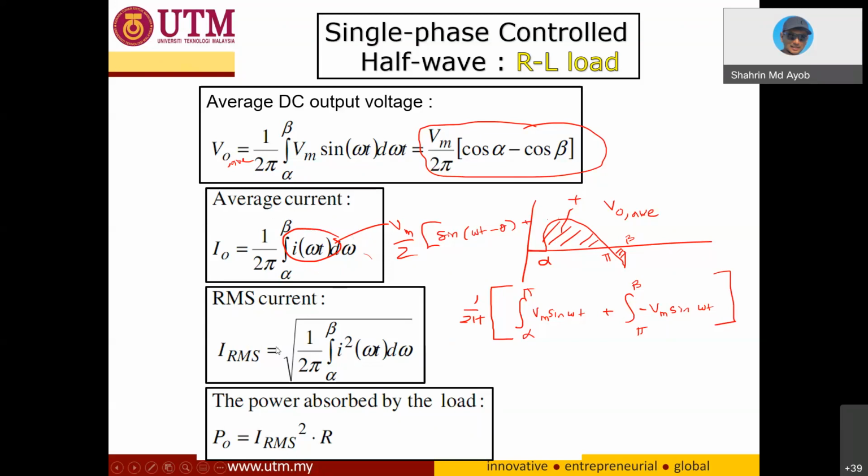And then the RMS current and the power absorbed by the load. Usually we use this formula. It's better to use this formula, so I recommend using this formula to calculate the power for the rectifier circuit.